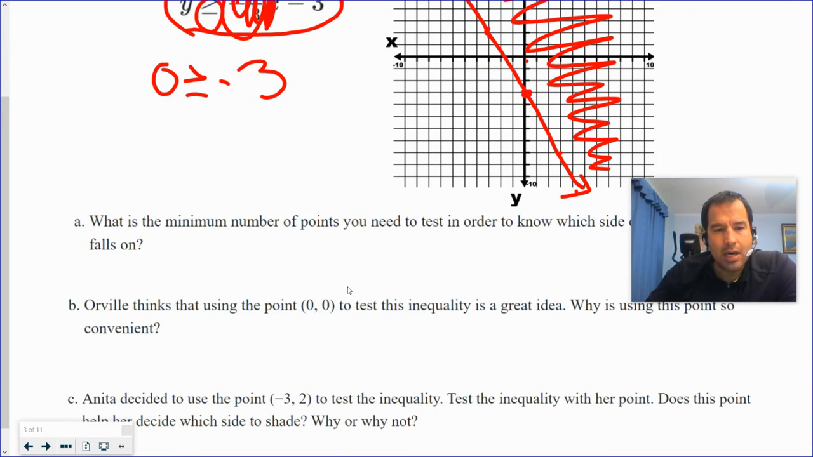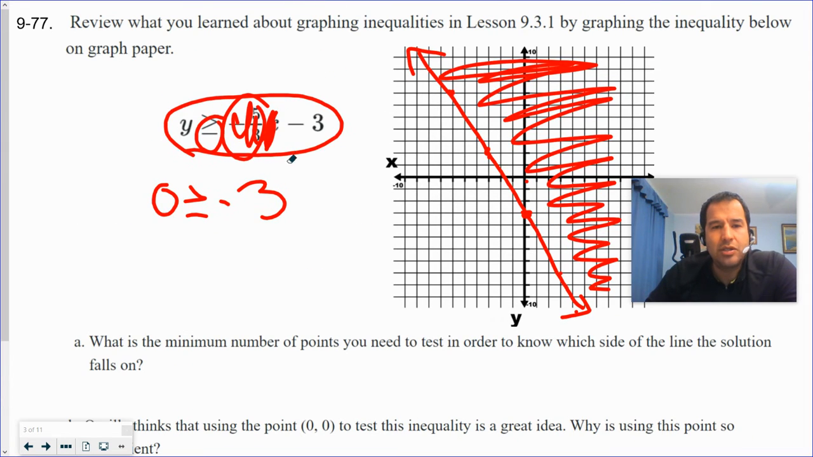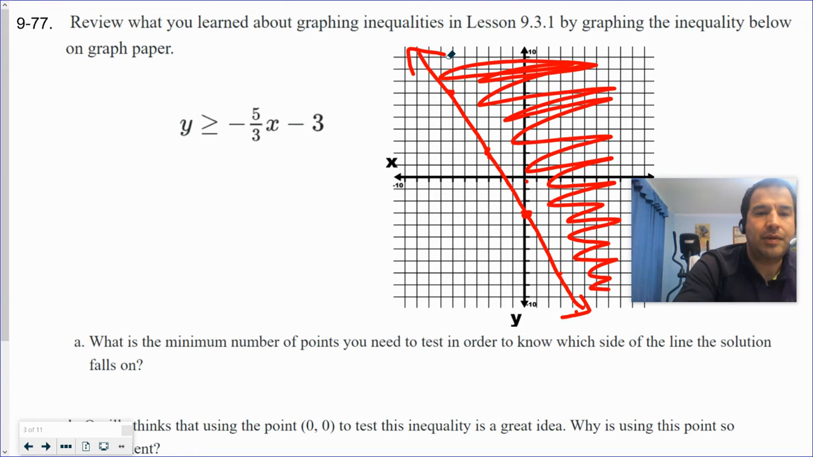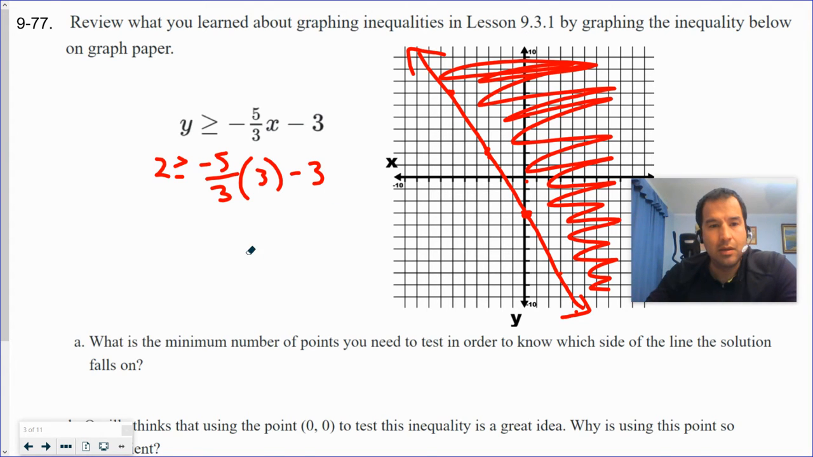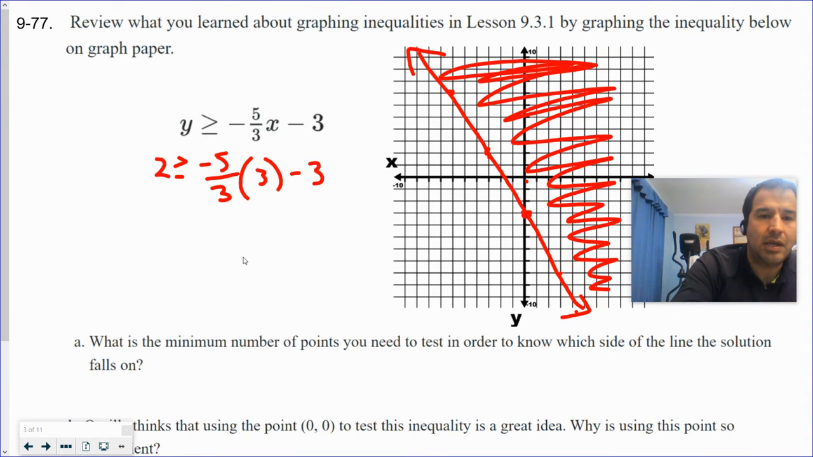Okay. Anita decided to use the point (-3, 2) to test her inequality. Test the inequality with her point. Does this point help you decide which side to shade? Why or why not? So if I go here and I'm going to use the point (-3, 2). So I put the 2 over here. 2 is greater than or equal to -5 over 3 times -3 minus 3. Oh, I forgot the negative. My bad. Okay, (-3, 2).